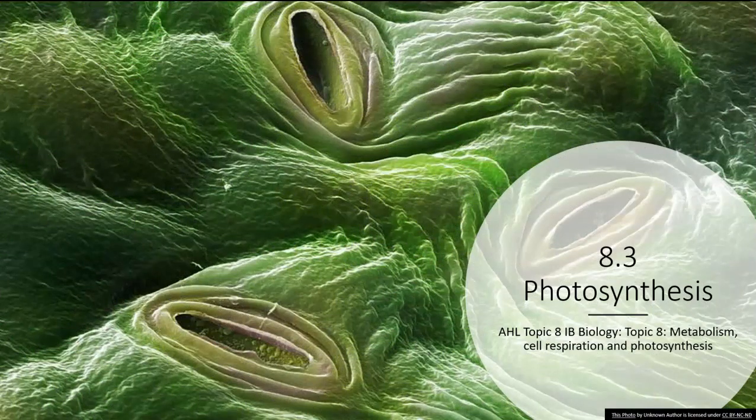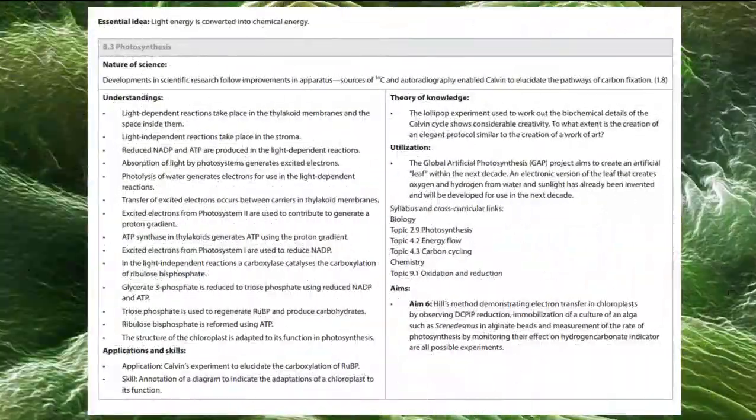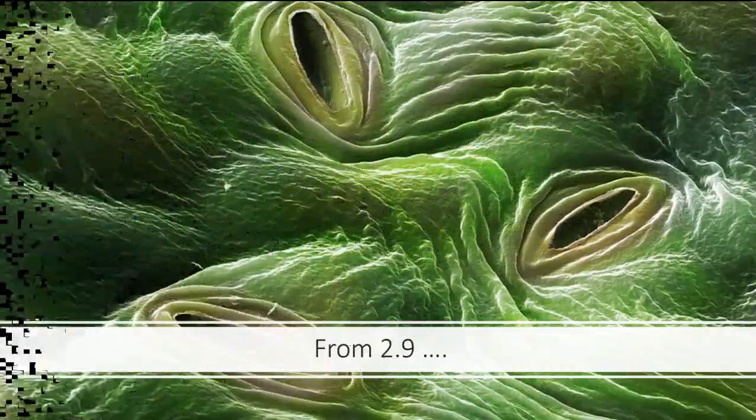Welcome to the third video of your IB Biology Higher Level Topic 8, and in this video, 8.3, we're looking at photosynthesis. You'll see as we look at this video we're actually looking at the metabolic process of photosynthesis, and in our next topic, topic 9, we actually look at plants and photosynthesis as such. So we're really looking at photosynthesis here through that lens of the metabolic processes involved.